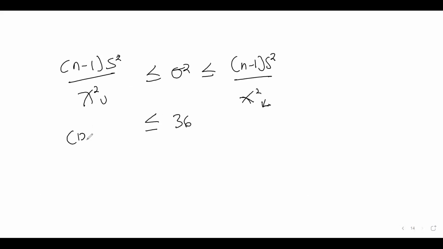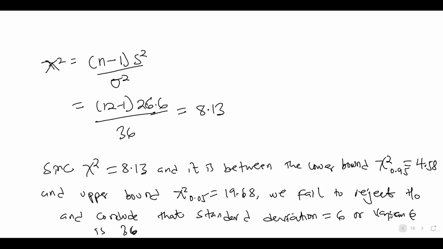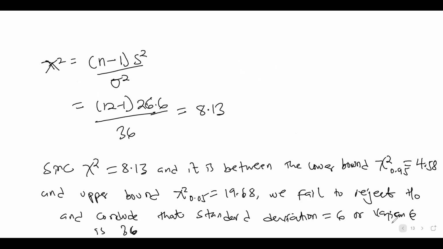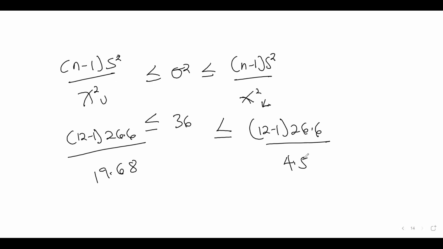So here we have 12 minus 1, then the sample variance was 26.6, all over the upper bound of the chi-square. The upper bound of the chi-square, remember, was 19.68. Less than or equal to here, n minus 1, 12 minus 1, times 26.6. Then the lower bound of the chi-square was 4.58. So let's do our computations.